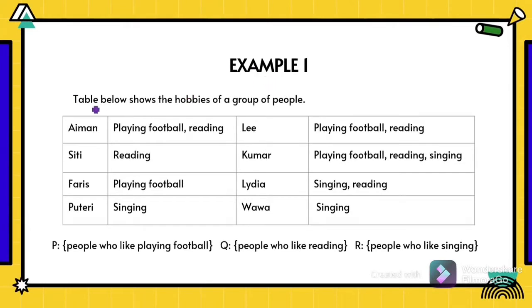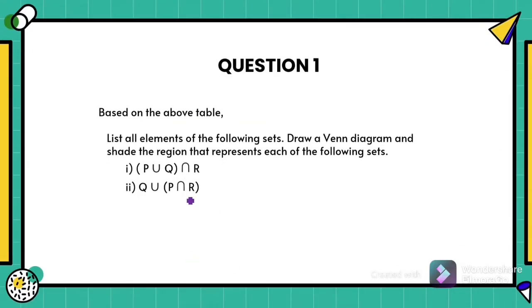For example 1, we have a table that shows the hobbies of a group of people. We have playing football, reading and singing. So we put P for people who like playing football, Q for people who like to read, and R for people who like singing. The question is, list all the elements of the following sets, draw a Venn diagram and shade the region that represents each of the following sets. Number 1, in the bracket P union Q intersect R, and question number 2 is Q union in the bracket P intersect R.